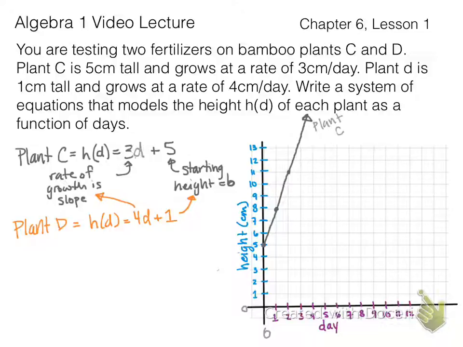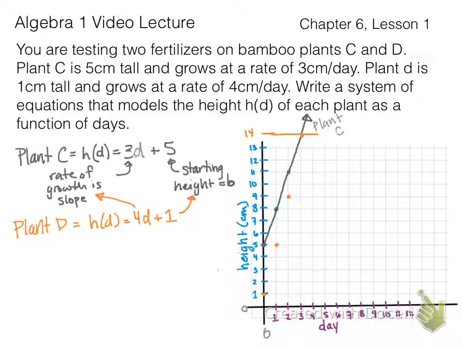Because, again, plant C has a different slope than plant D. Okay, so let's go ahead and graph this. So I'm starting at 1 centimeter, right? And then I am growing 4 centimeters every day. Connect the dots. And eventually they're going to end up at actually day 14.